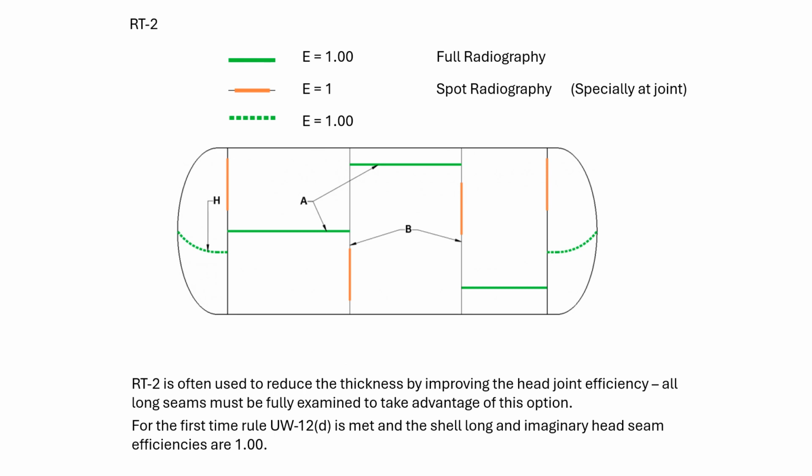It is less in cost, but it gives you good efficiency of welding, and that is why normally, when the client says RT1 is very much costlier, I want to go to RT2. So with RT2, your efficiency will increase, the thickness will come down, and it is less expensive compared to RT1.